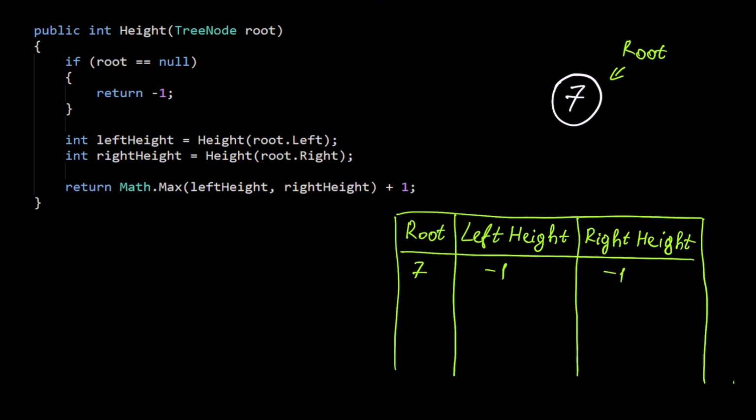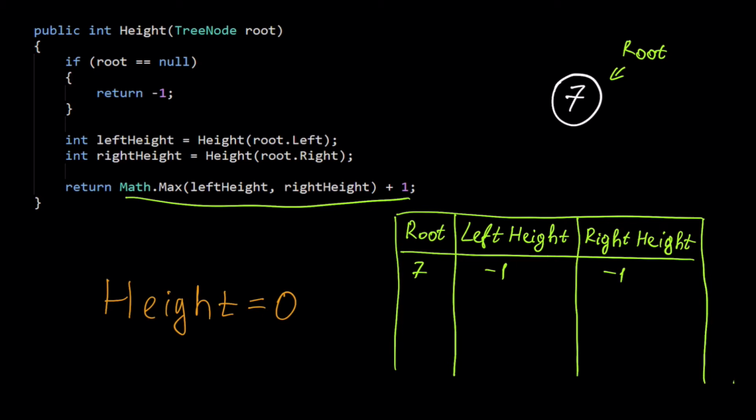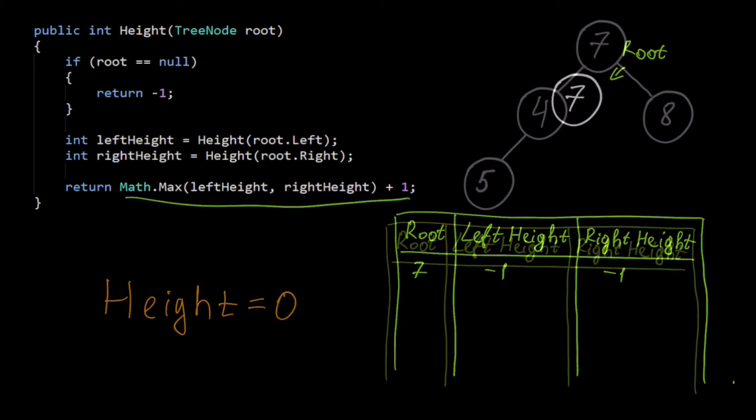We calculated the height of the left subtree and the height of the right subtree. The function returns the maximum between the heights of the left subtree and the right subtree plus 1. The maximum between these two heights is -1 and plus 1 will be 0. So the height of the given binary tree is 0. Okay, let's see one more example.